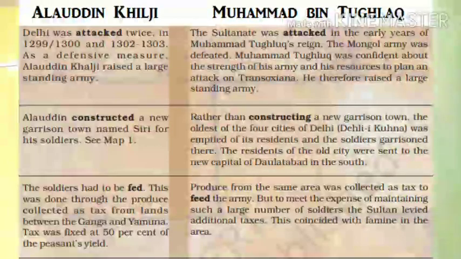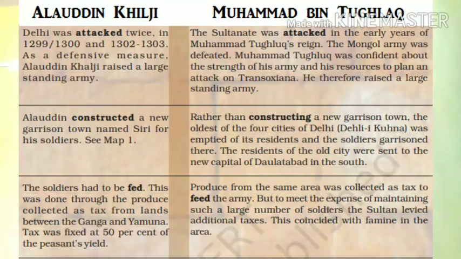We see in this table, right now in front of our eyes, on one side Alauddin Khilji and what he did, and on the other side Muhammad bin Tughlaq and what he did. Now, under Alauddin Khilji, the first point is Delhi was attacked twice, in 1299 and in 1302. As a defensive measure, Alauddin Khilji raised a large standing army. The same goes for Muhammad bin Tughlaq because the Sultanate was attacked in the early years of his reign.